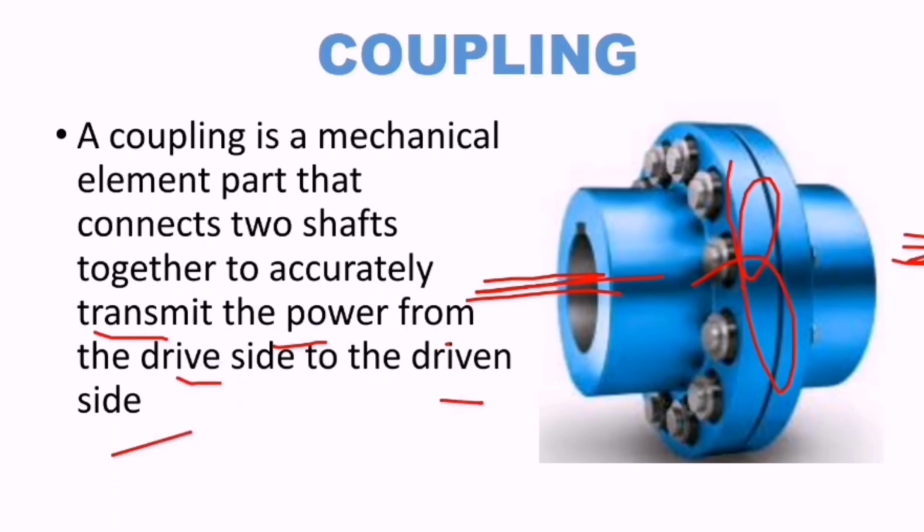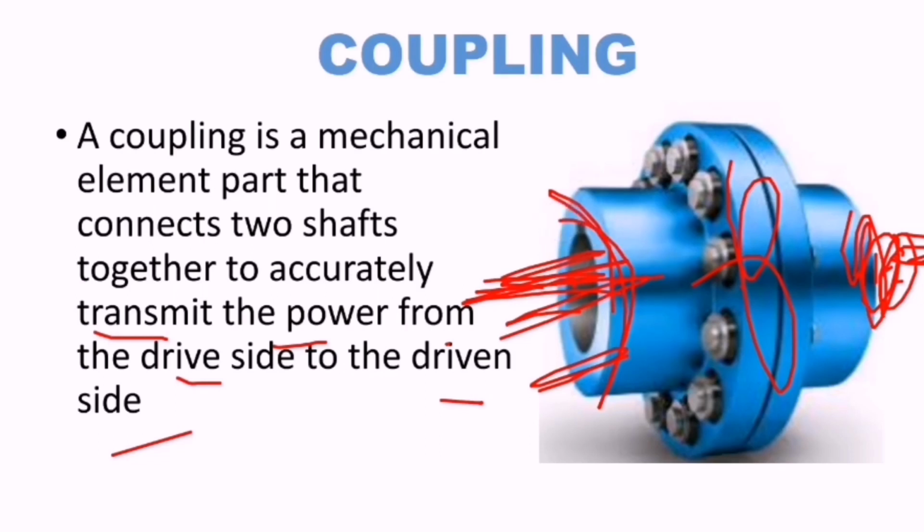For example, this side a motor is connected. With that motor, this side shaft is rotating. So with the help of that rotation of the shaft from the motor side, this side shaft should be rotated. That is rotated by connecting with the help of a coupling. So that is the function of the coupling.